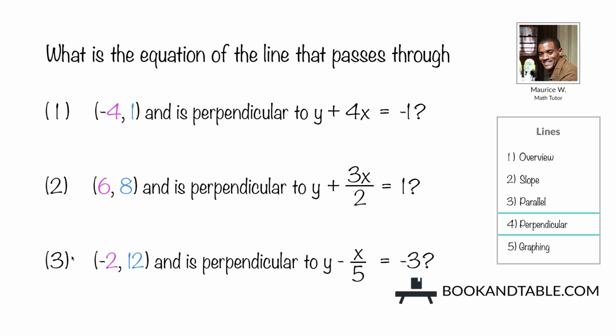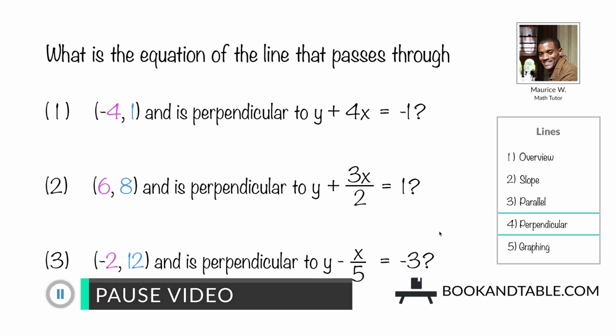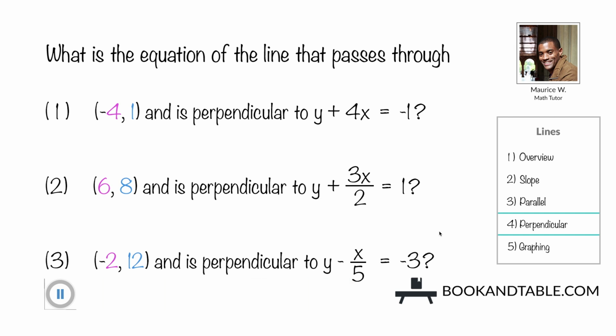Question number 3. What is the equation of the line that passes through -2, 12 and is perpendicular to y minus x over 5 is equal to -3? Pause the video, answer these questions, and then press play when you are ready to begin.